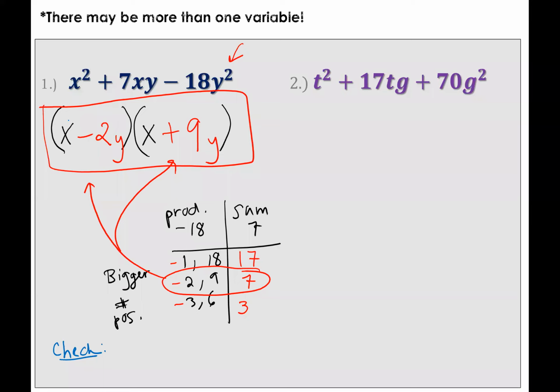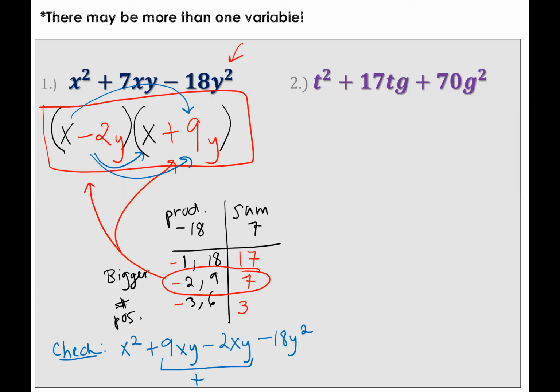again, using FOIL, x times x, there's x squared. Your outside terms, x times 9y, there's your first xy term. You can write 9xy or 9yx, but I'm going to keep it xy. Here's my inside terms, minus 2yx or minus 2xy. And then finally, your last two terms, minus 18y squared. Positive 9 minus 2 is positive 7xy. All right, there we go.